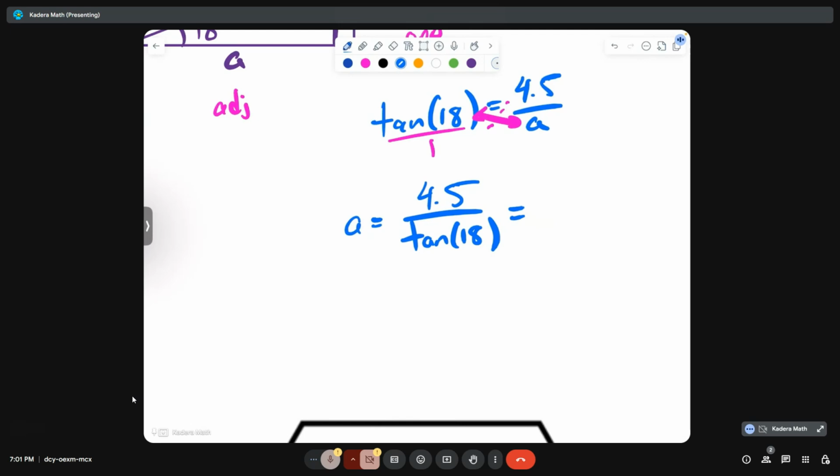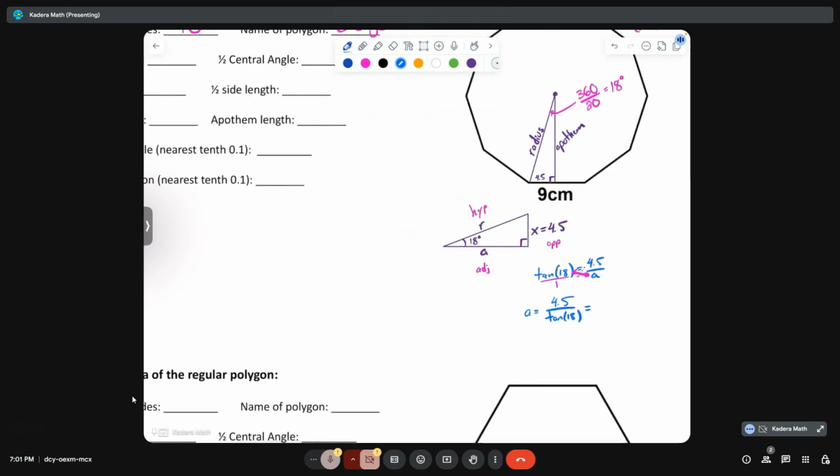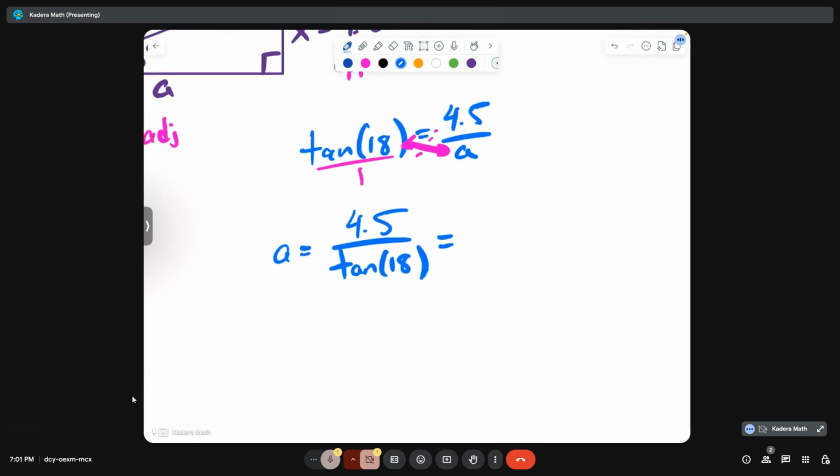Remember, you should be able to get a reasonable answer. Our side length is 9. That apothem looks to be considerably longer. So and in fact it is. So that's 13.849. And I'm going to keep a few more digits running.